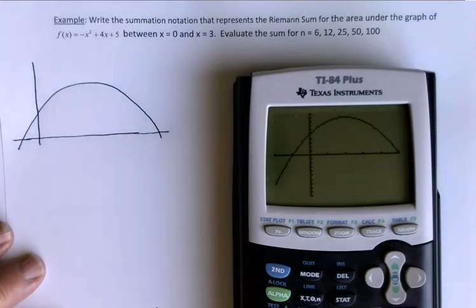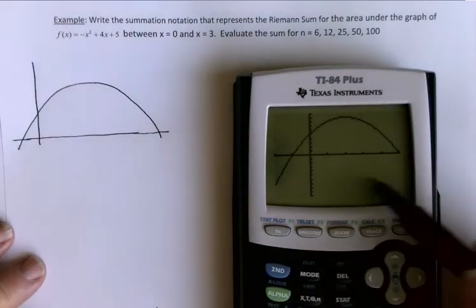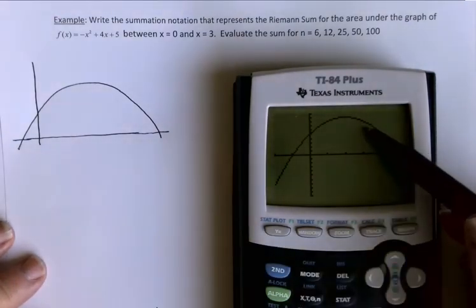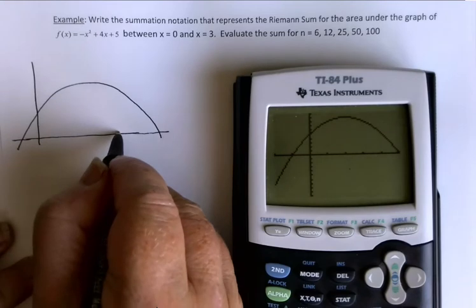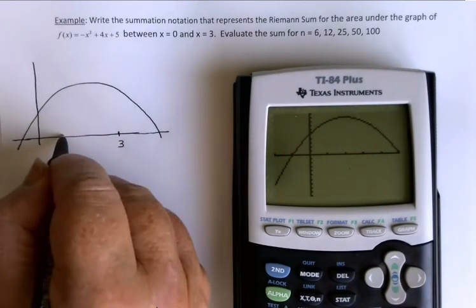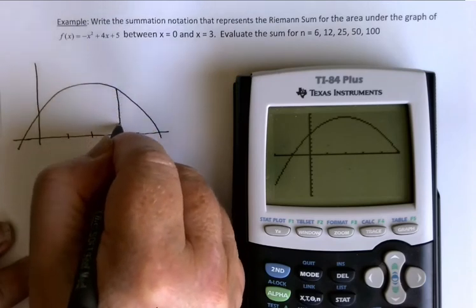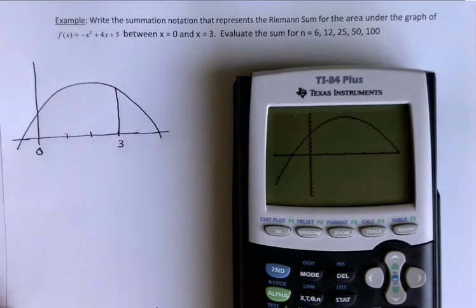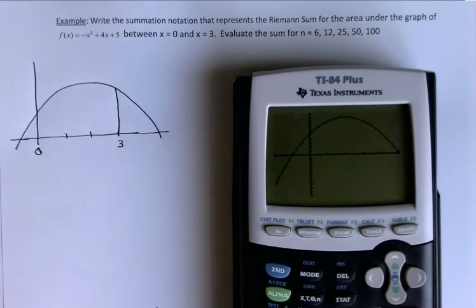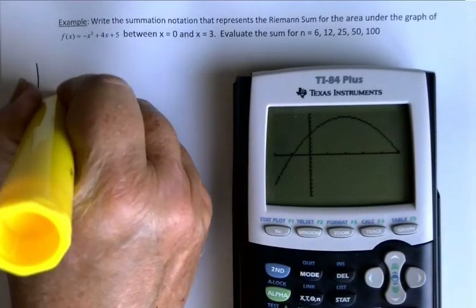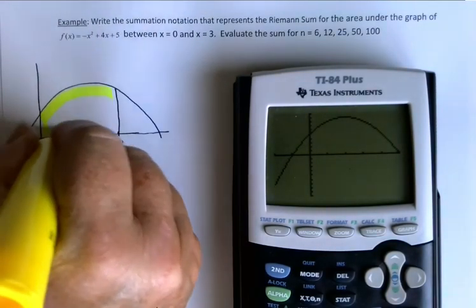And I really only want to go from x equals 0 to x equals 3. 3 looks like it's a bit past the vertex. So maybe about there. And of course, x equals 0 there. So my ultimate goal is to see if I could figure out this area.